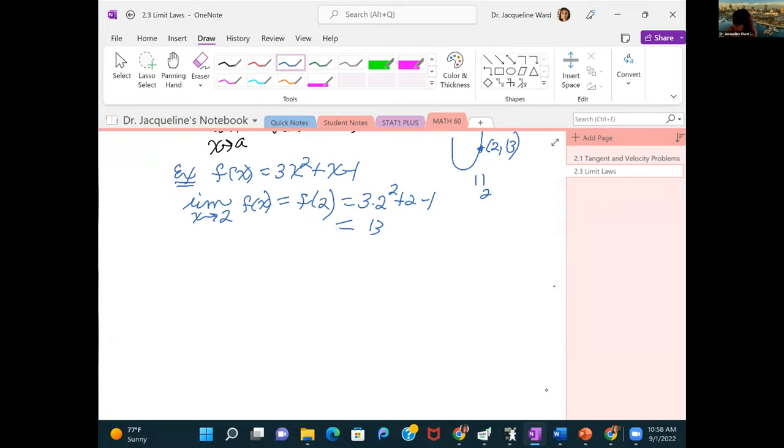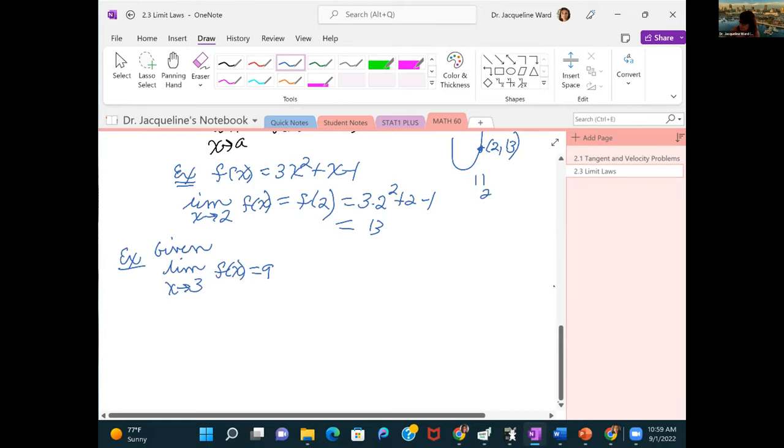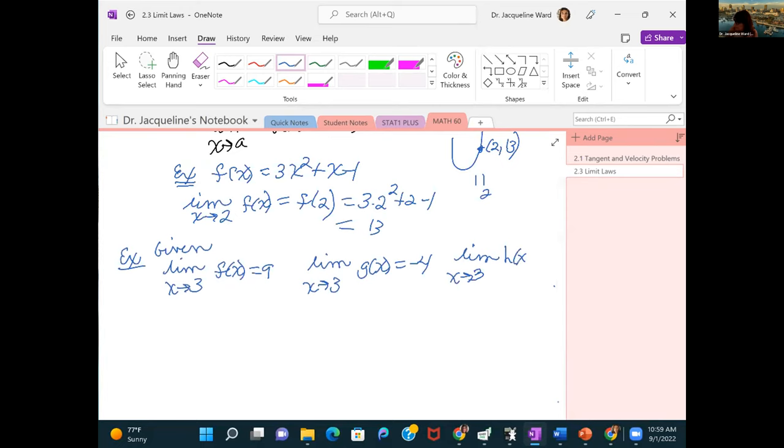All right, so let's look at some other examples here. Suppose you're given the limit as x goes to 3 of f is 9. The limit as x goes to 3 of g is negative 4. And the limit as x goes to 3 of h is 0. Okay, so using the limit laws, find the limit as x goes to 3 of f of x plus 5 g of x.